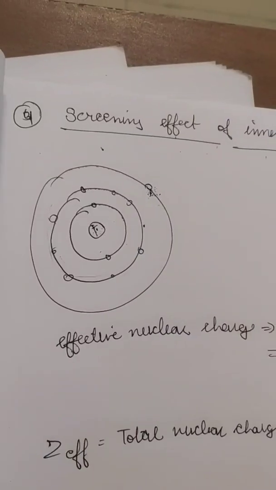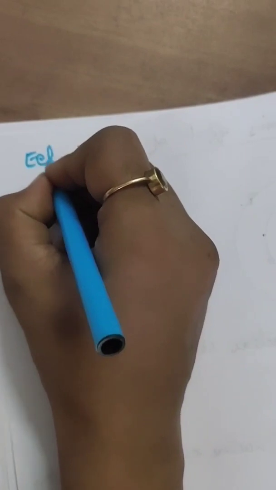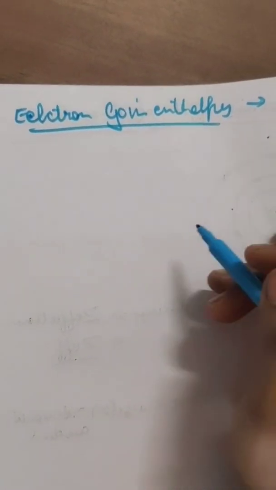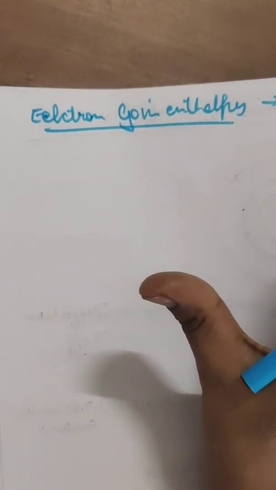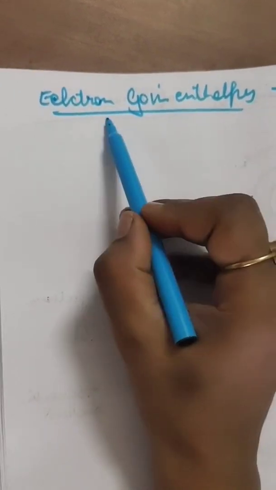Okay. We move to the next topic, which is electron gain enthalpy. So what is electron gain enthalpy? We know that we require energy to remove an electron. From any atom, if you want to remove an electron, we have to give energy. So the same energy is released when an electron is added to a neutral atom. This is called the electron gain enthalpy.